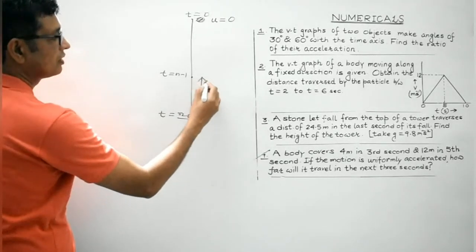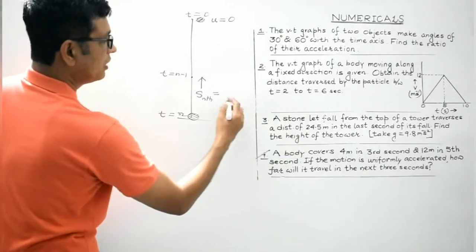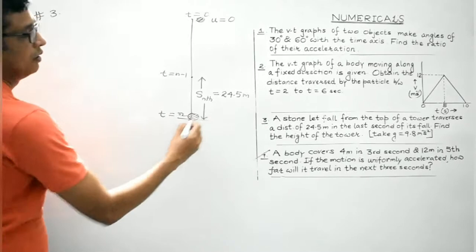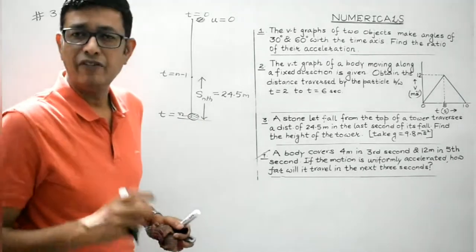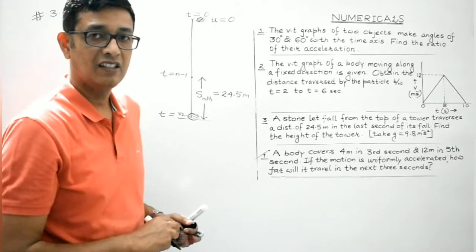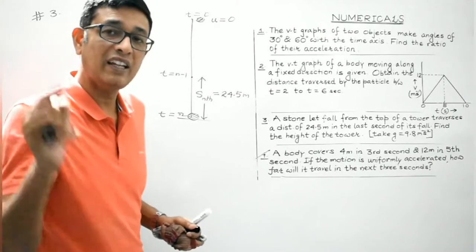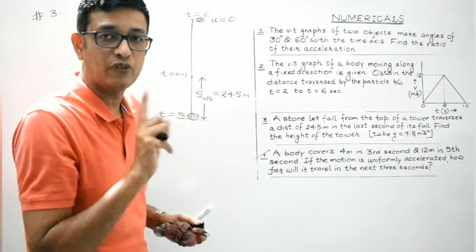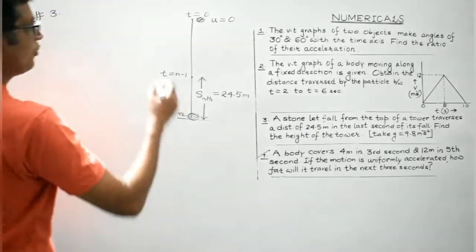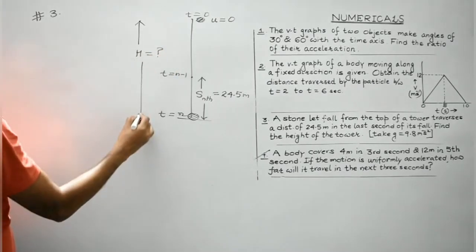So this is the distance covered by the body during the last second of its motion, and it's given to be 24.5 meters. So what I've considered is, if the body has covered the entire distance in n seconds, then Snth, that is the distance covered by the body during the nth, which is the last second of its motion, is given to be 24.5 meters. We are supposed to find out the height of the tower. This is to be found.